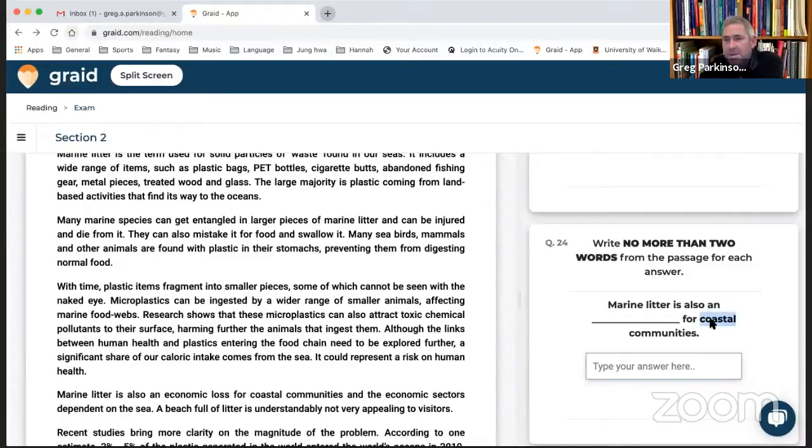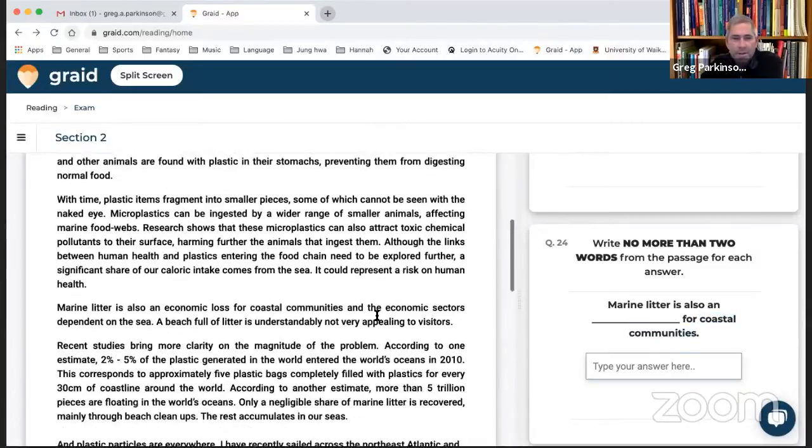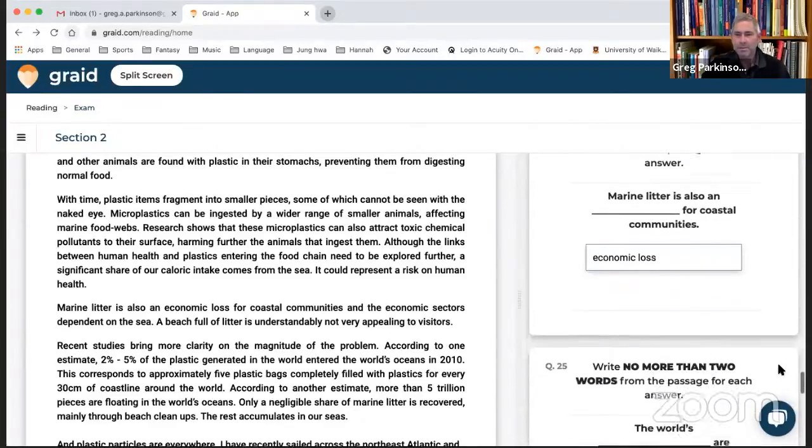The words I'm going to be scanning for will be coastal communities because they should be easier to find. And as it happens, I just noticed them. So marine litter is also an economic loss for coastal communities and the economic sectors dependent on the sea. So marine litter is also an economic loss. Whoops, just 2 S's.